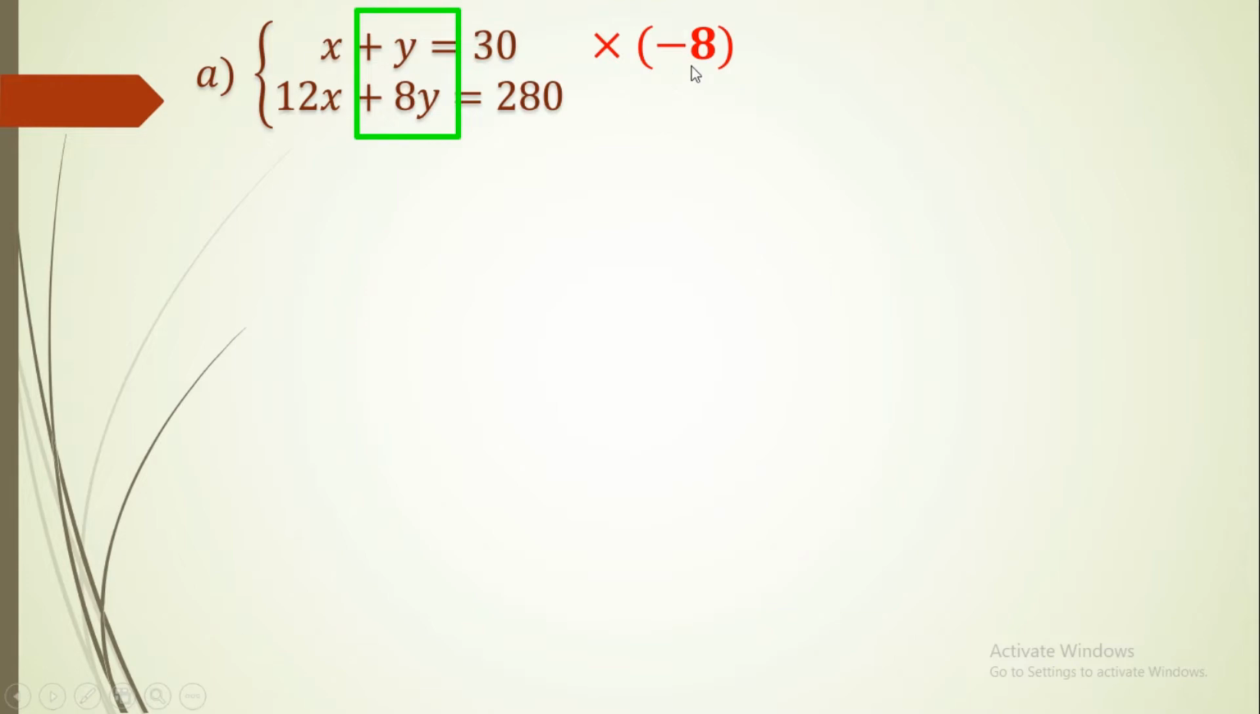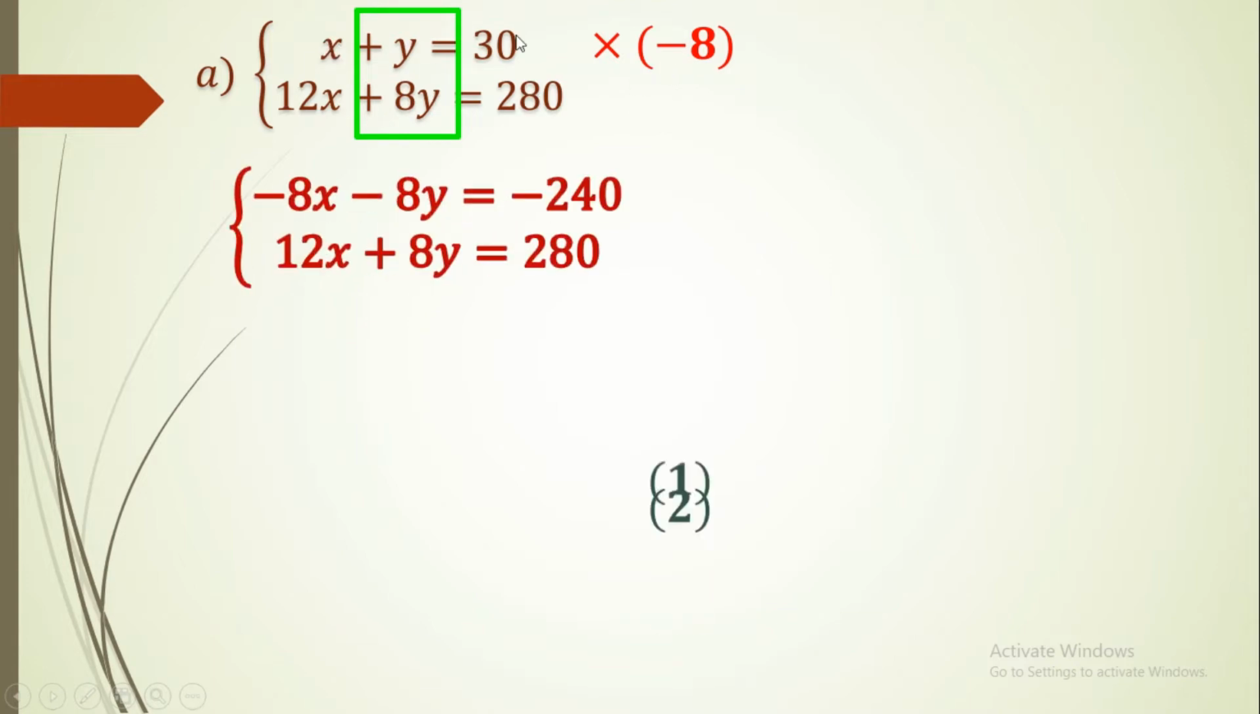Well, now let's multiply. Minus 8 times x gives us minus 8x. And minus 8 times plus y gives minus 8y. Now minus 8 times 30 gives us minus 240. This is the equation that we can write as equation 1. And the second equation, we can copy the same.